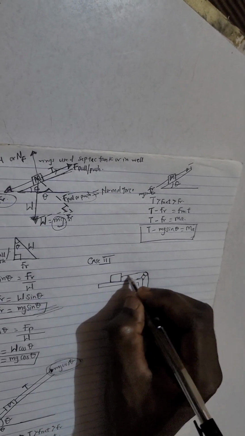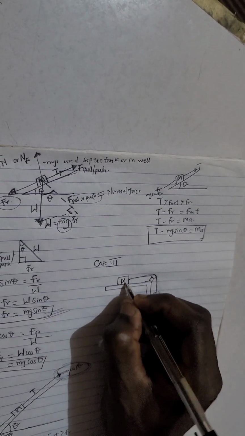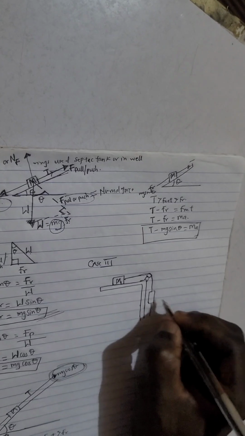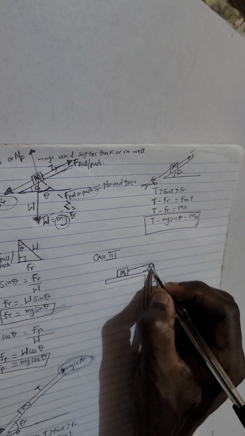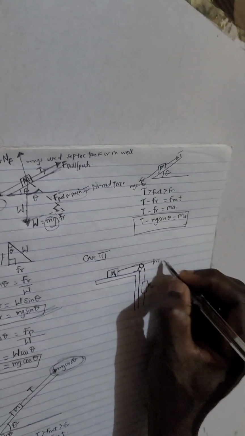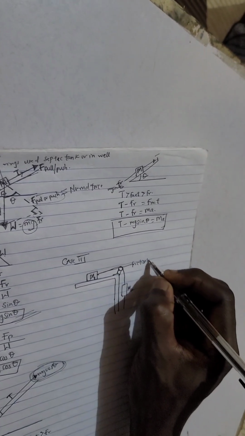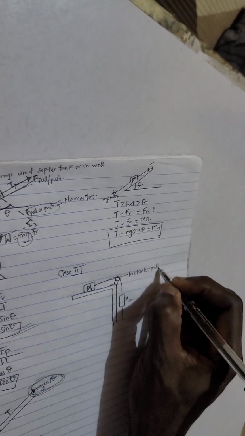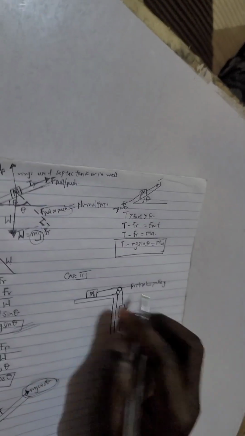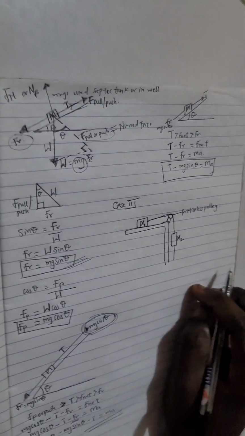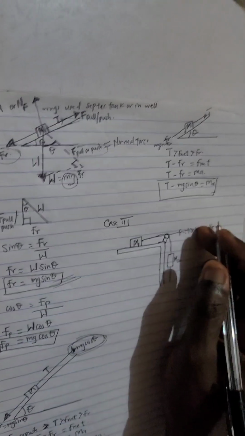If this were to happen, this is a mass. Let's say this is mass 1 and this one is mass 2. They now say that this thing here is a frictionless pulley. It means that this pulley does not affect the system. They now say that we should calculate the tension in this rope.